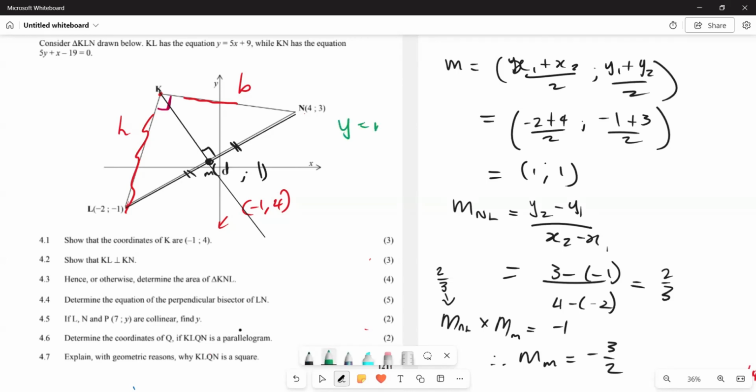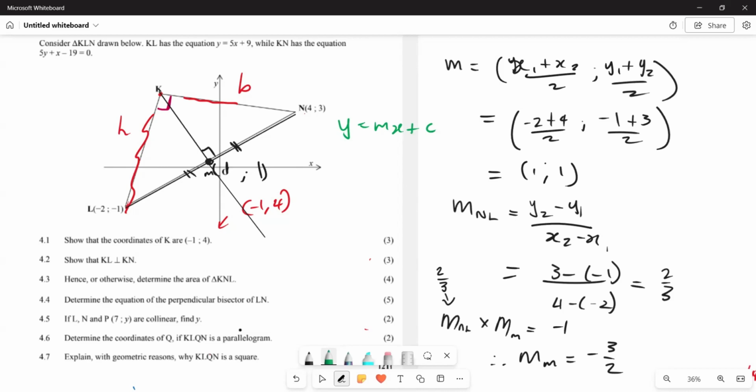You say y is equal to mx plus c, right? And what is the gradient? The gradient you already have. The gradient of this particular line is what? Remember, we are looking for the gradient of that particular line.